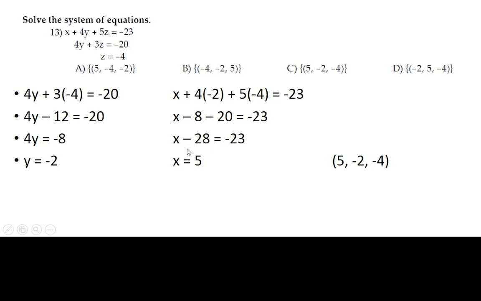And then add 28 to both sides. Negative 23 plus 28 is positive 5. So x is 5, y is negative 2, z is negative 4. Our answer is the ordered triple, 5, negative 2, negative 4. X, Y, Z.